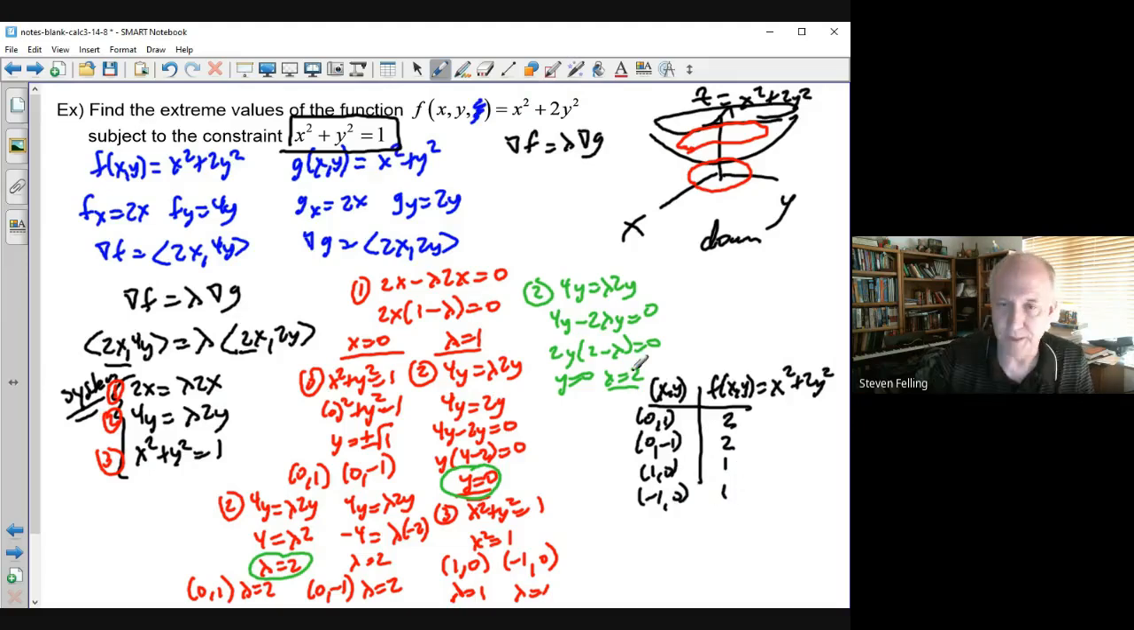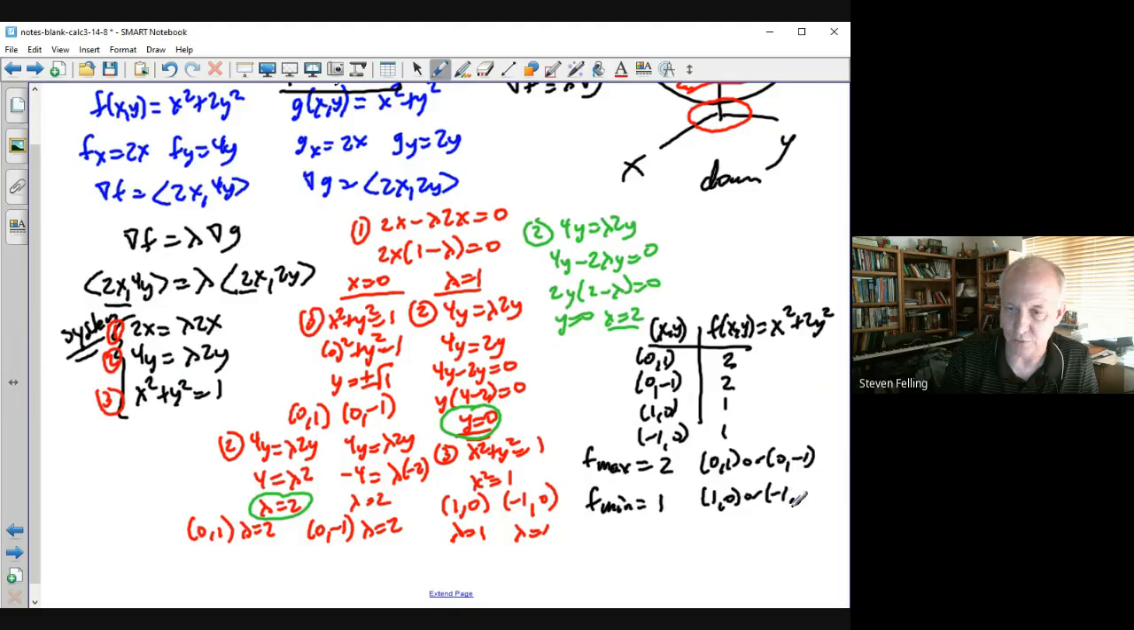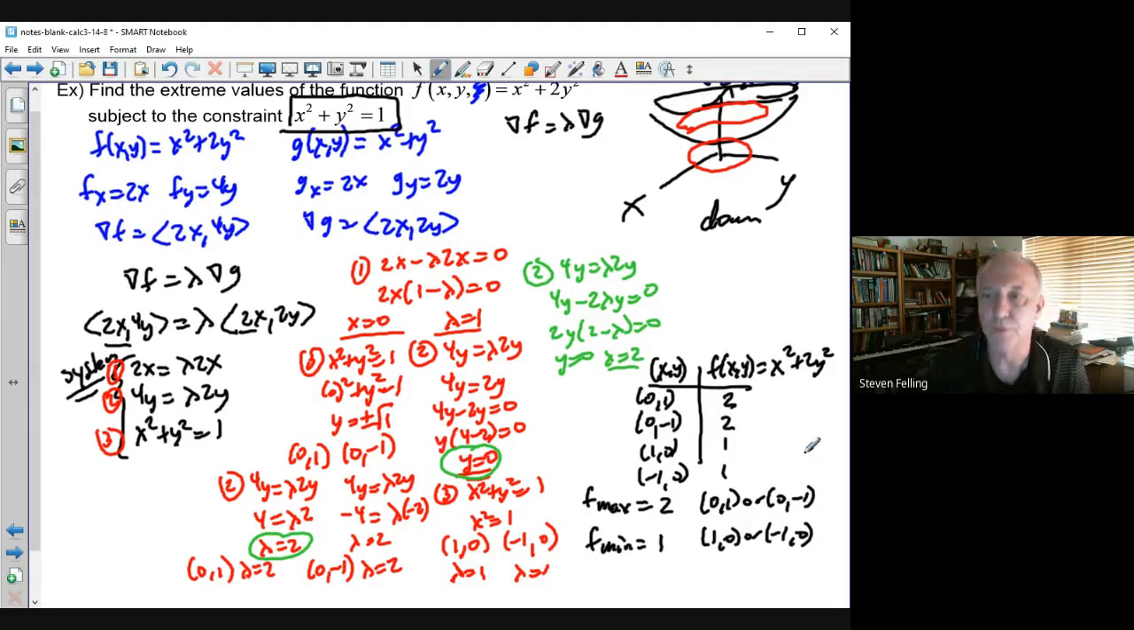So it looks to me like the maximum value of this function, f max, is 2. And that occurs whenever we have 0, 1 or 0, negative 1 as the xy. And the minimum value is 1, and that would occur whenever we have 1, 0 or negative 1, 0. All right, so that is the way a Lagrange multiplier problem works.